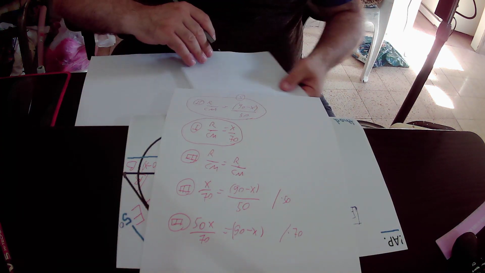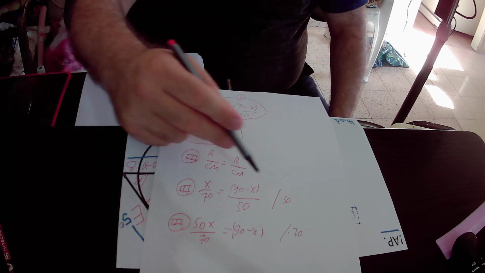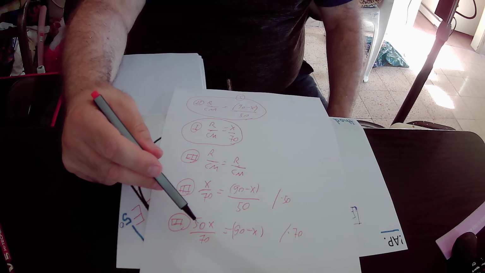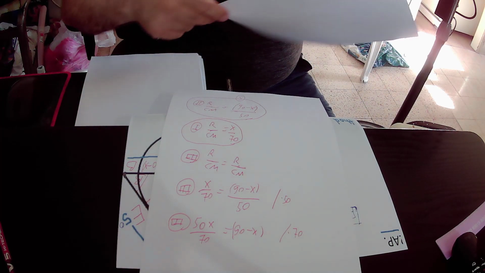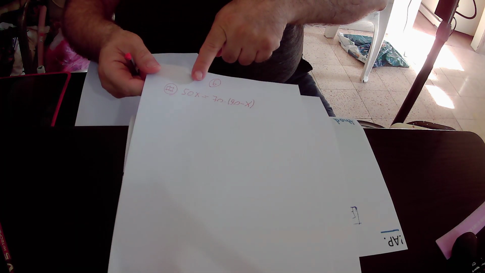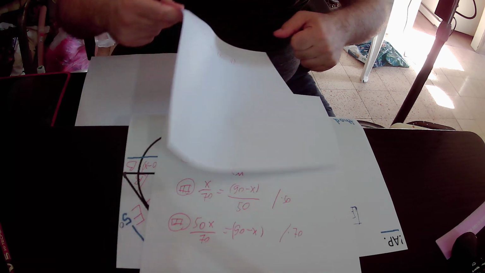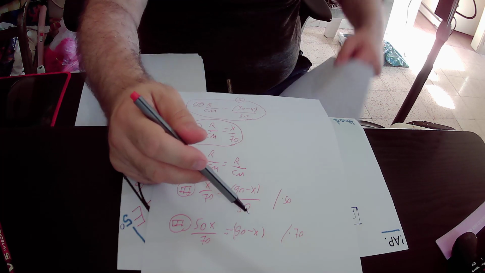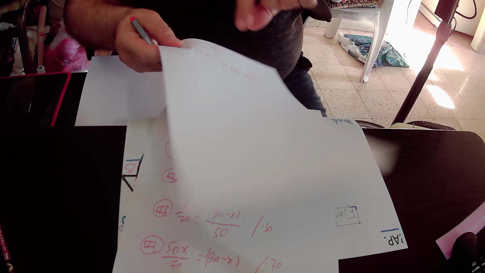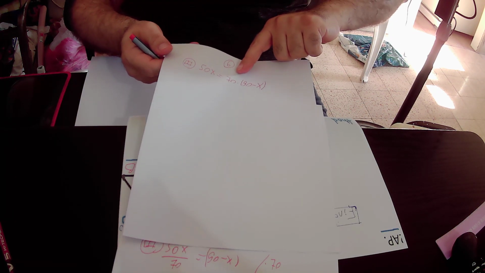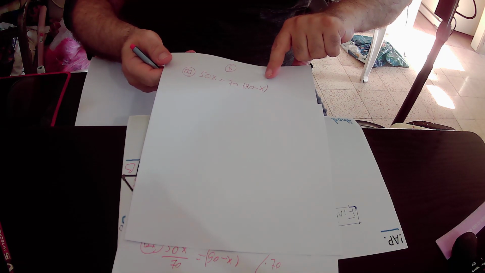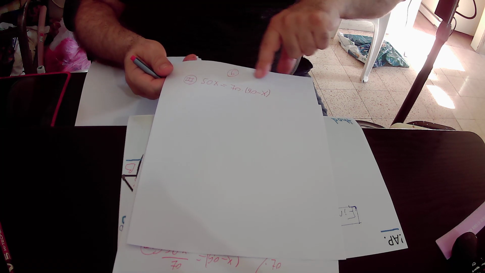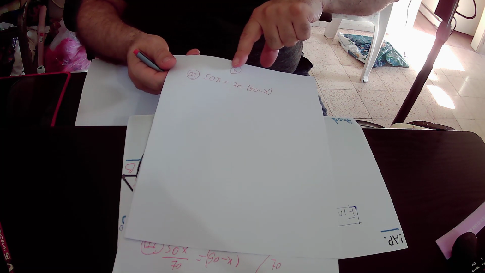So we multiplied both sides of the equation by 70. 50x divided by 70 times 70 equals 50x. 70 is cancelled. And 90 minus 6 times 70 equals 70 times 90 minus 6. In the next step, we'll divide both sides of the equation by 10.